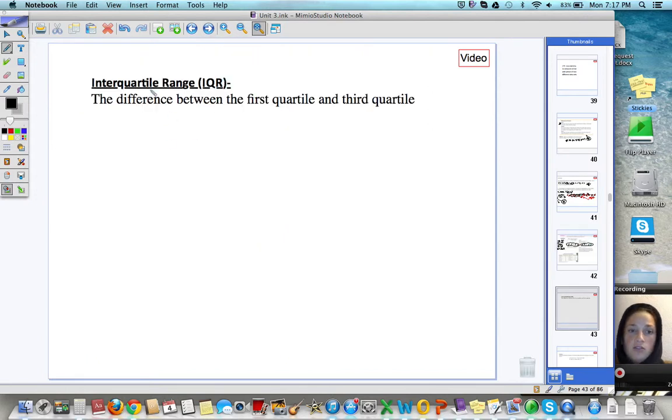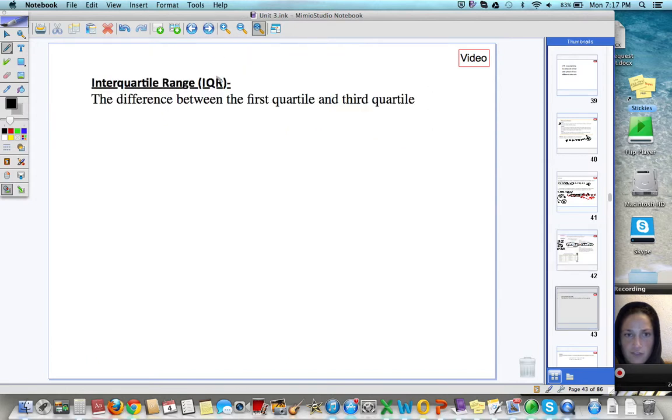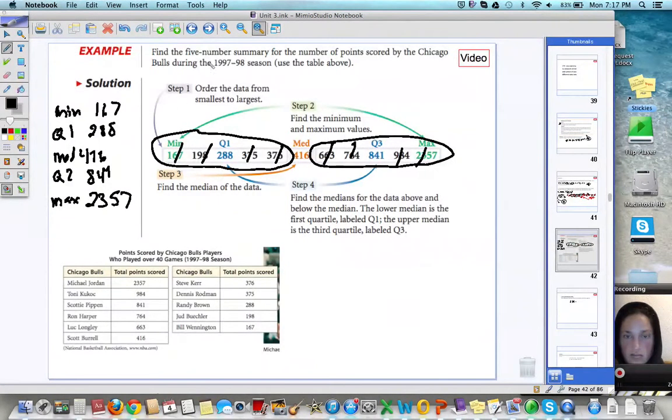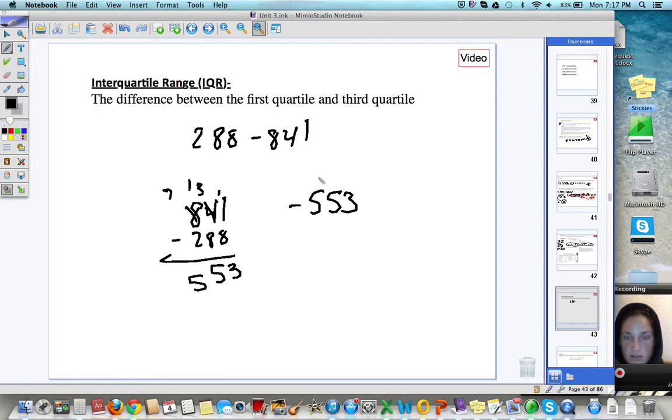One other important thing, the interquartile range, is just the difference between the first quartile and the third quartile. So this would be our first, and this would be our third, I think. It's going to be 288 minus, what is this number? 841. So then 841 minus 288. I have to borrow. This is a 3, I have to borrow again. That's a 5, 765. And then it's going to be a negative. So that would be this.